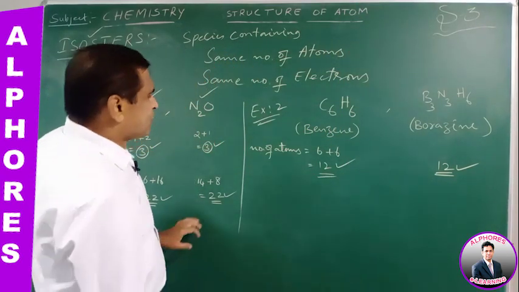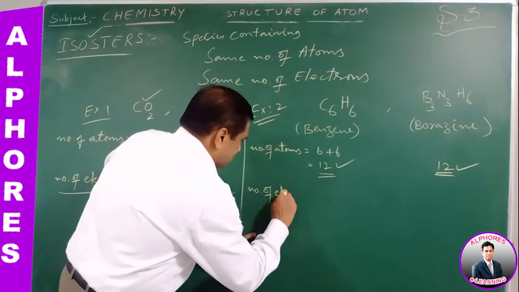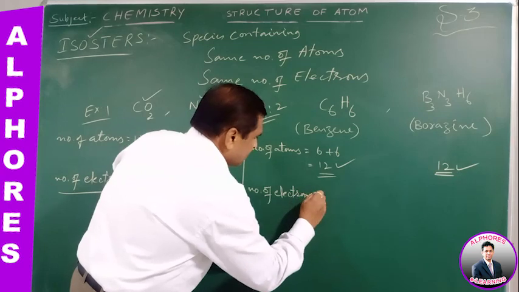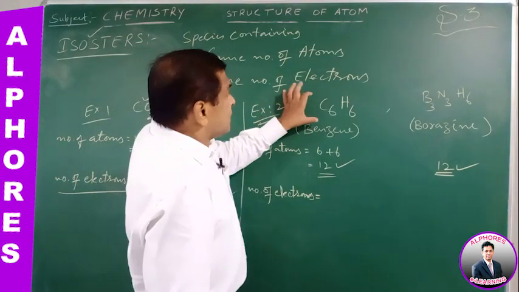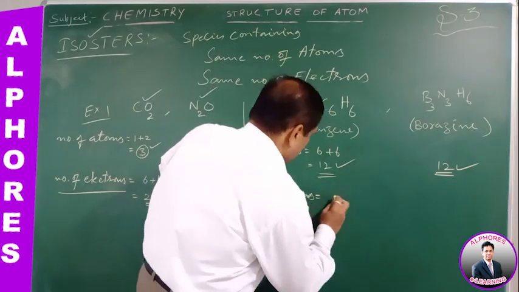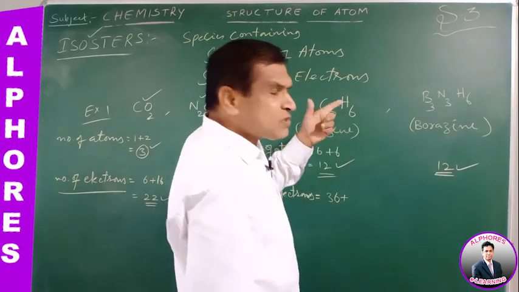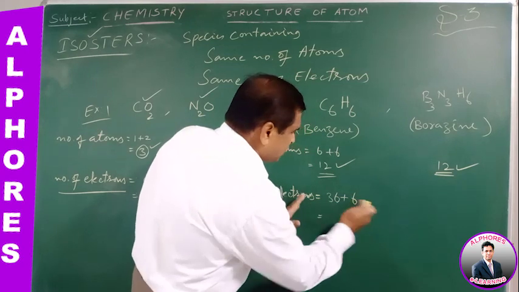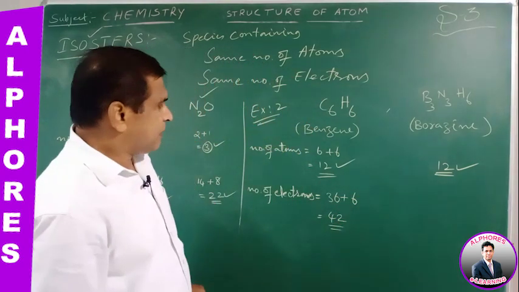And number of electrons, let us check. Carbon atomic number is 6, so 6 carbon atoms contain 36 electrons, plus hydrogen atomic number is 1 and 6 hydrogen atoms are there, so 6 electrons of hydrogen. The total is 42 electrons present in this benzene molecule.